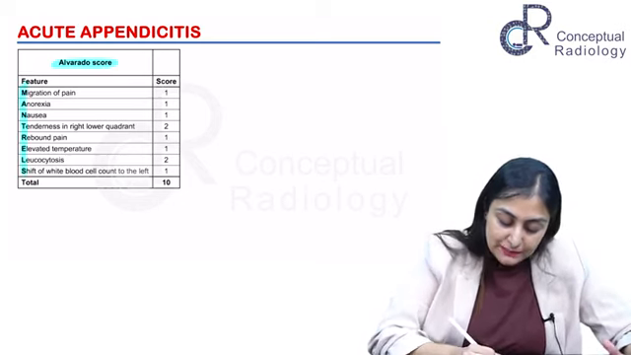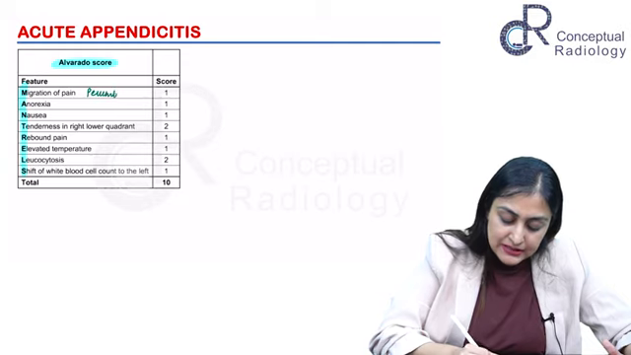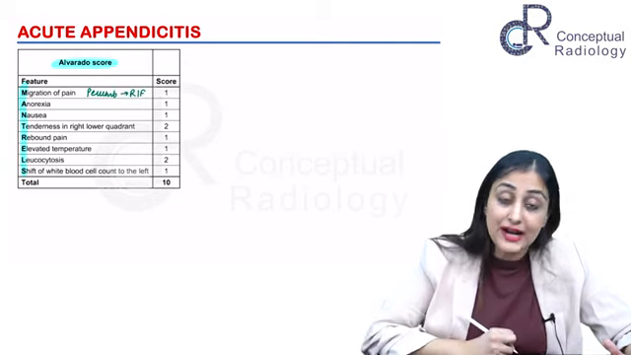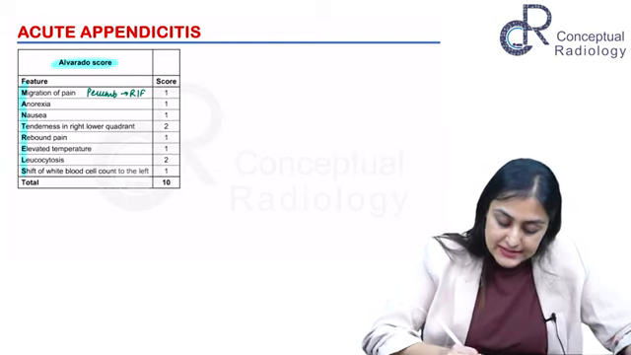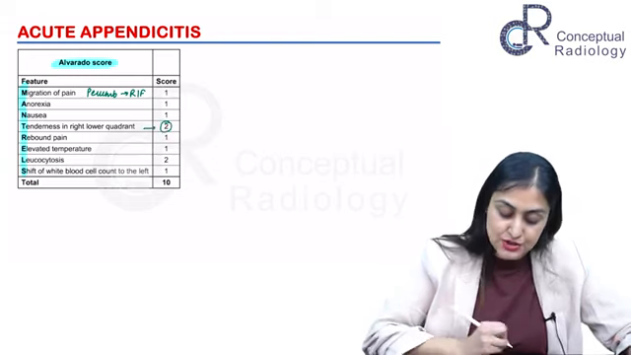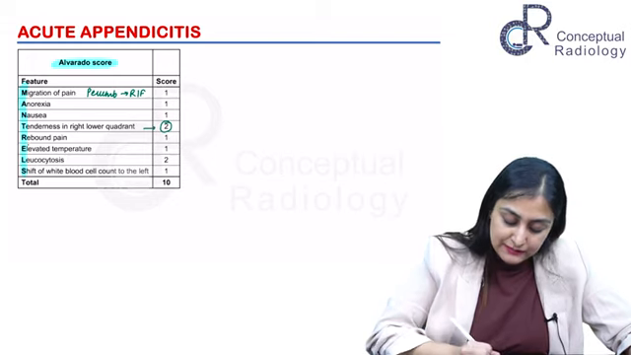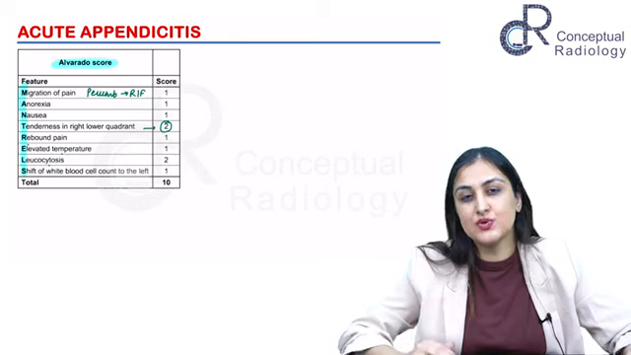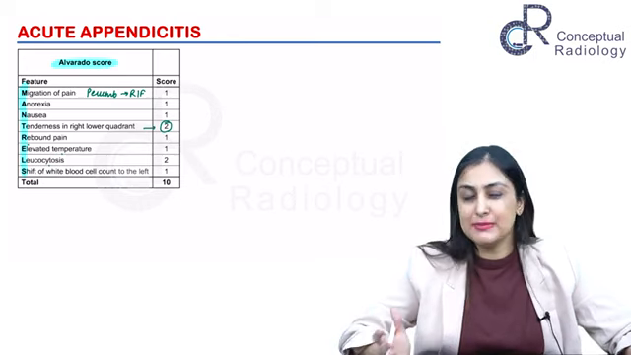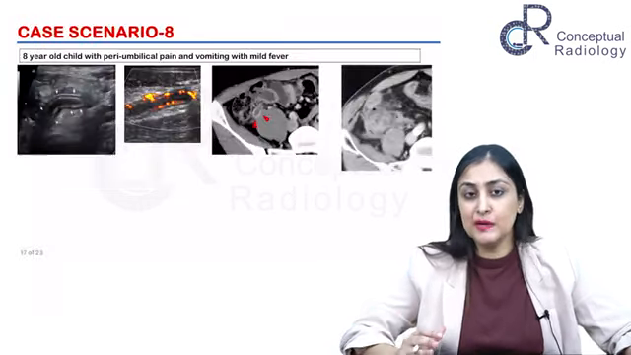So migrating pain, wherein it starts periumbilically and then migrates to the right iliac fossa. You have anorexia, nausea, tenderness in the right iliac fossa, which gets 2 points, rebound pain, fever, leukocytosis, and a left shift indicating acute sepsis. These are the clinical manifestations. So you just got to have an idea about this.